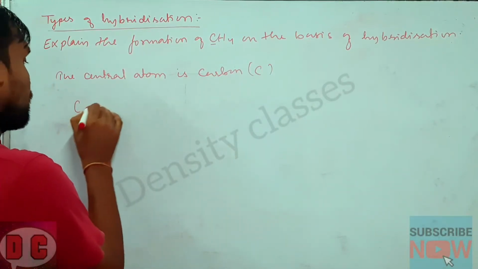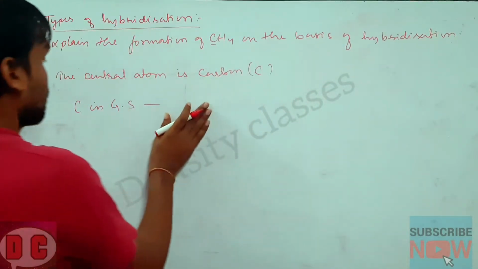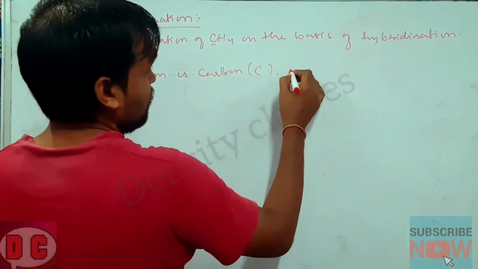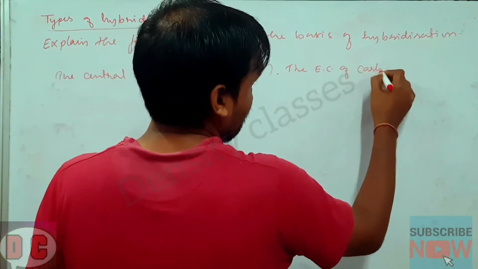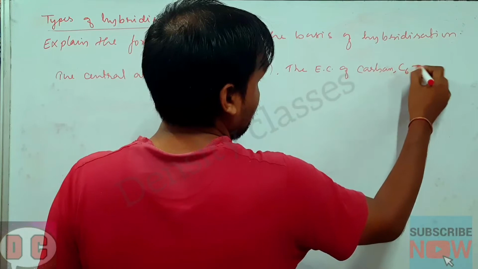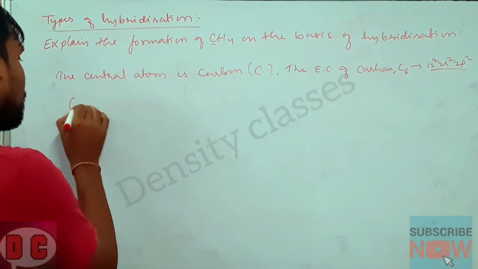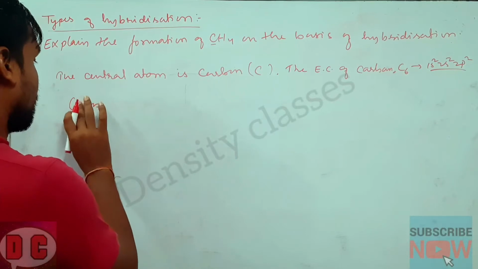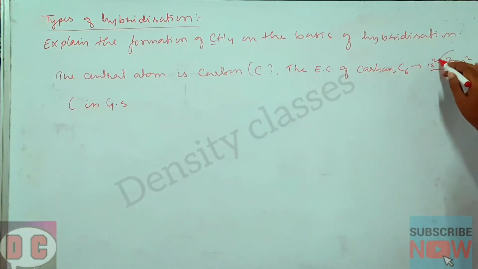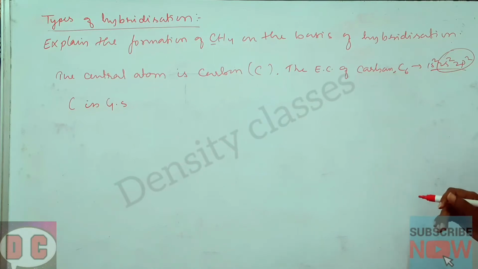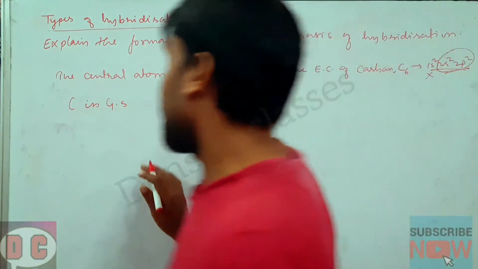Carbon in ground state. If you see the electronic configuration of carbon, C6 equals 1s2, 2s2, 2p2. So this is the electronic configuration of carbon in the ground state. As I have already told you in the beginning of this hybridization, only the valence orbitals will participate. The innermost will not participate, the outermost only. The outermost is 2s, 2p.